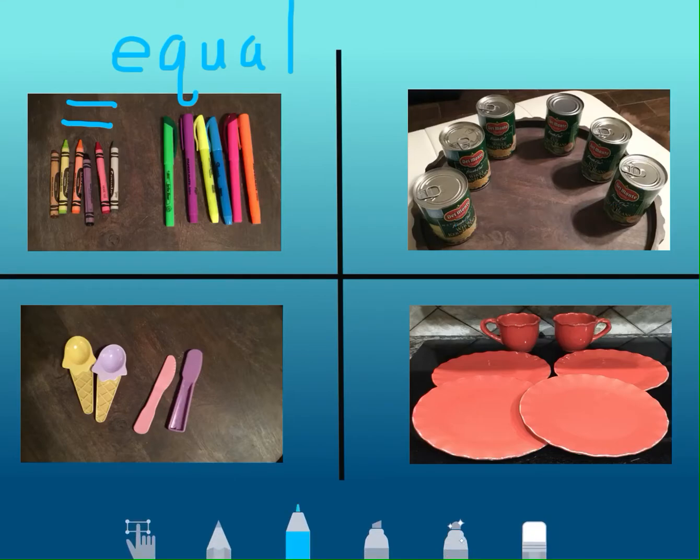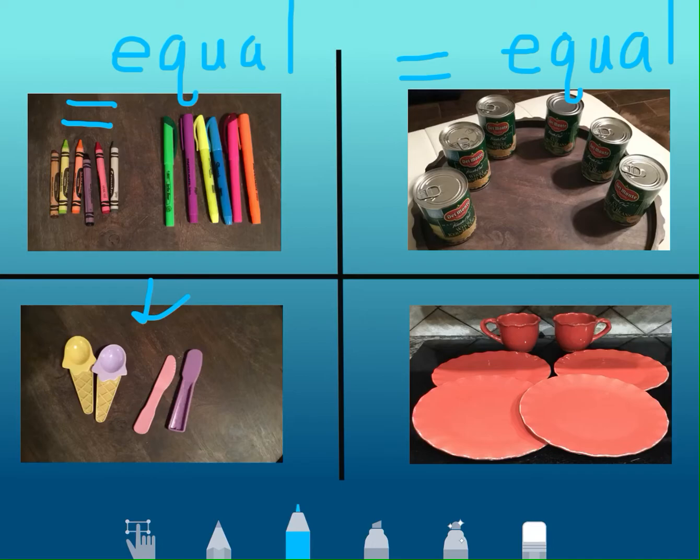Okay? So Mrs. Hensley is going to write that they are equal. You will not have to write that they are equal, but you will have to tell me. You will have to be taking 2 different pictures of 2 groups in each picture. Okay? And they will have to be equal.